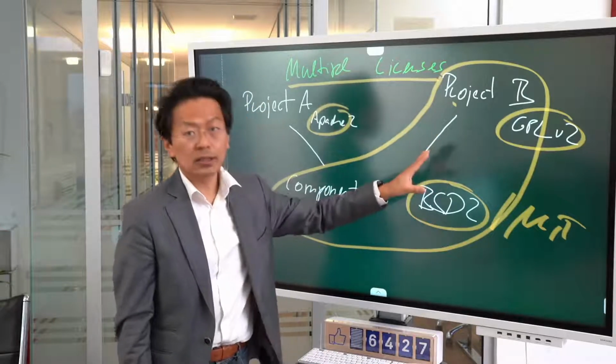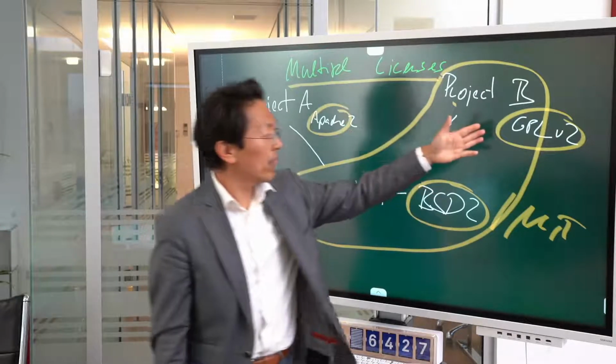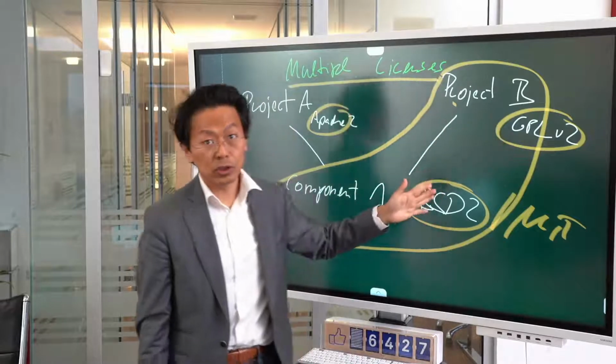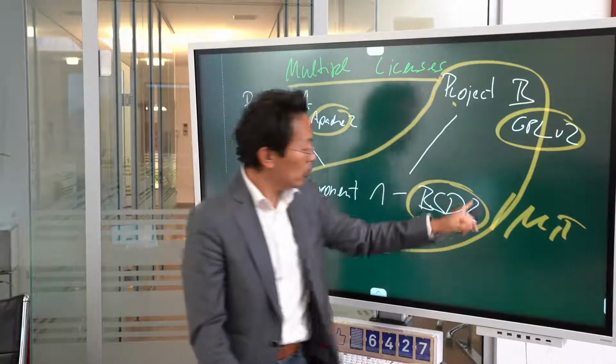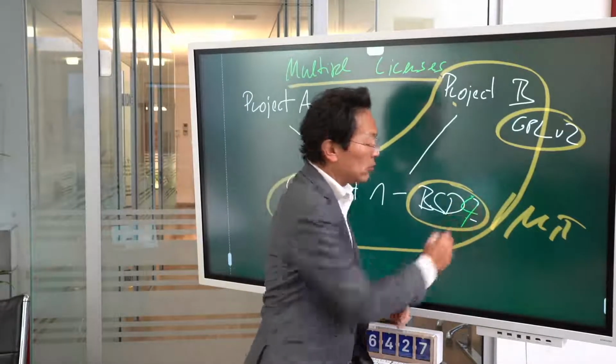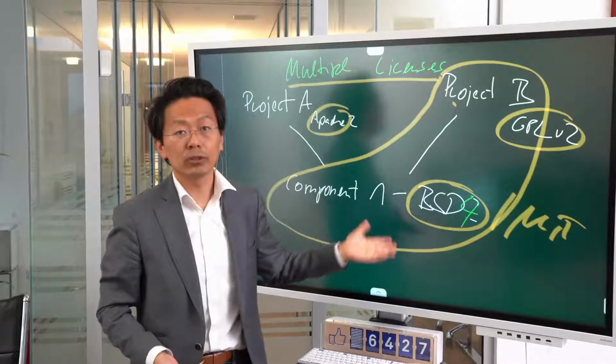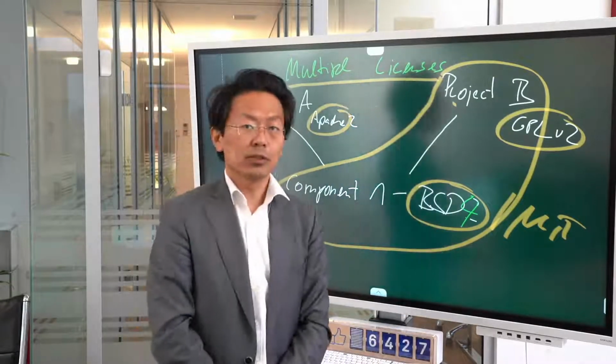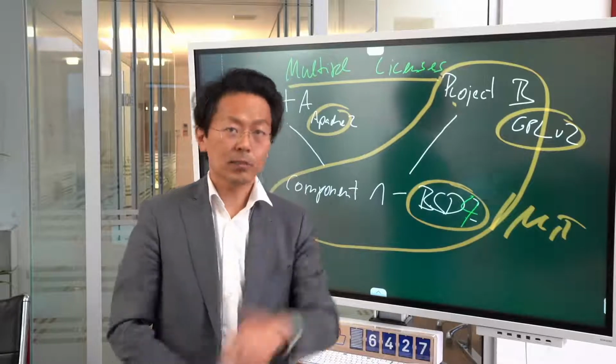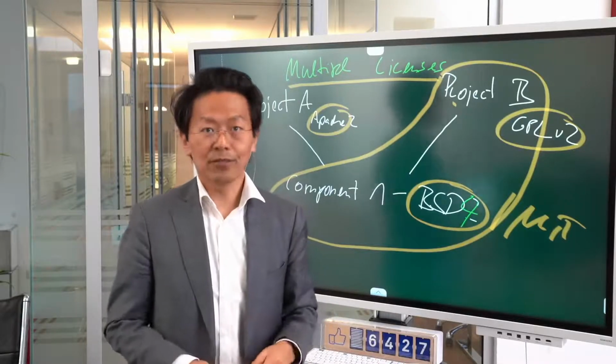situation with different licenses, you have to make sure that they are compatible. GPL version 2 and BSD 2-clause are compatible. If this were a BSD 4-clause, you would run into a problem because BSD 4-clause cannot be integrated into GPL version 2. But that's about compatibility, and we should make a video on that later on.